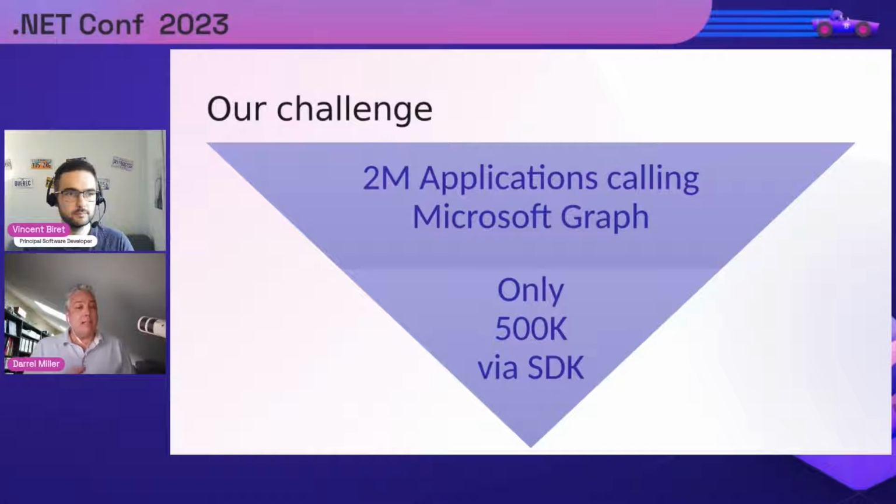So there's about 2 million active applications calling Microsoft Graph, but only about 500,000 of them are actually using the SDK. And so the question we had to ask, well, why is it? Why are people not using these libraries that we build in order to make it easier for them to call the API? And this is not actually unusual. We've talked to a number of other large API providers, and they commonly see this fairly low adoption rate of using packaged SDKs to call APIs.